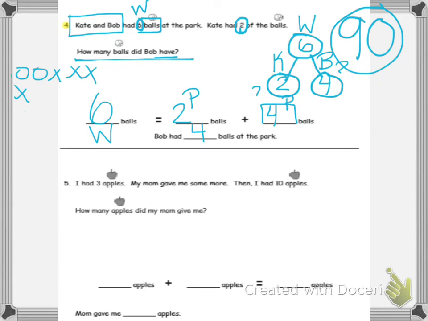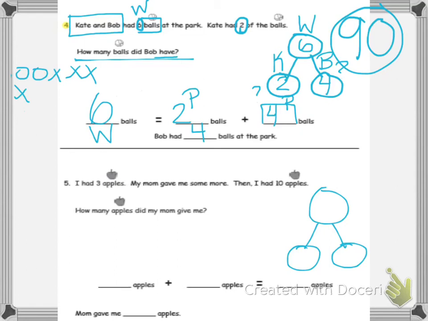So I'm going to read it again. So I had 3 apples. So I'm picturing those 3 apples. My mom gave me some more. Then I had 10 apples. So I'm picturing those 10 apples now after my mom gave me some more. How many apples did my mom give me? So now, I'm going to read it one more time. So I had 3 apples. I'm picturing those 3 apples. I'm picturing my mom giving me some more. Then I had 10 apples. So I'm picturing my 10 apples now. How many apples did my mom give me? So now, it'd be a good idea for you to go ahead and just put your number right there so you don't forget about it.